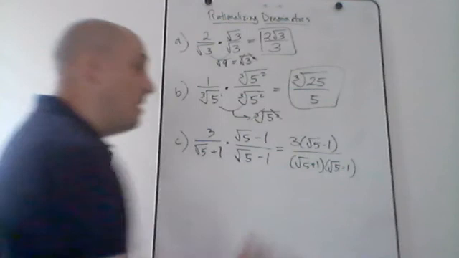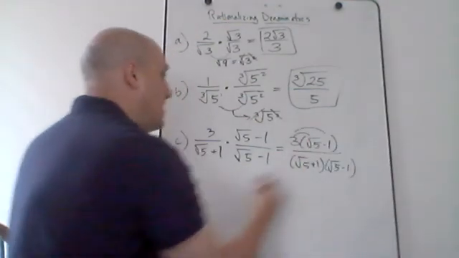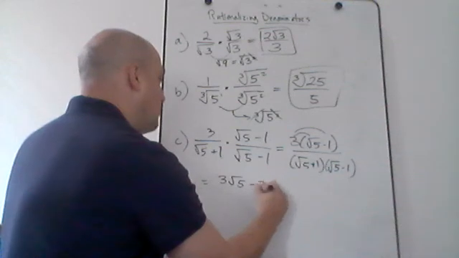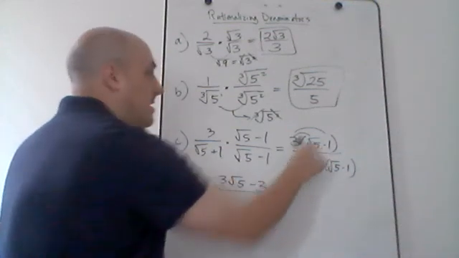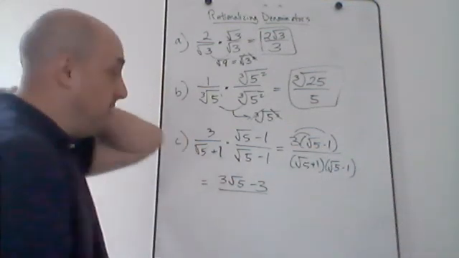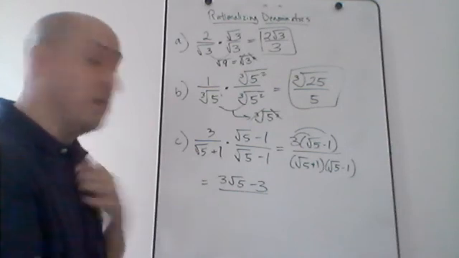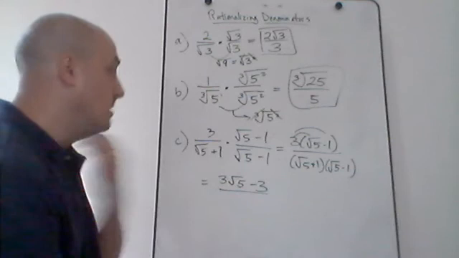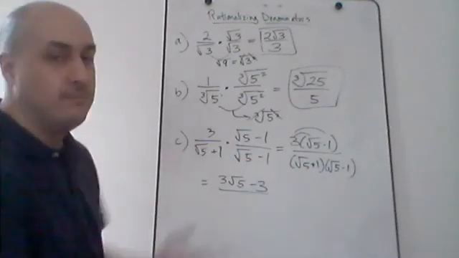And now if I multiply all this stuff out, if I distribute that 3 in the numerator, that's going to be 3 square root of 5 minus 3. Remember, when I multiply the 3 times the square root of 5, that's not the square root of 15, that's 3 times the square root of 5. I cannot mix those numbers because one's in the square root and the other one isn't. 3 times minus 1, that's minus 3.